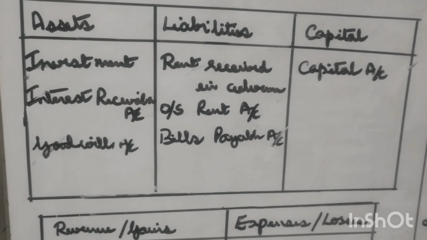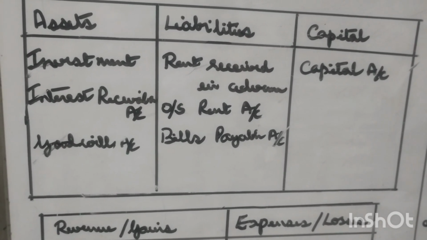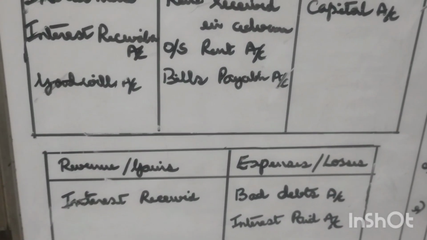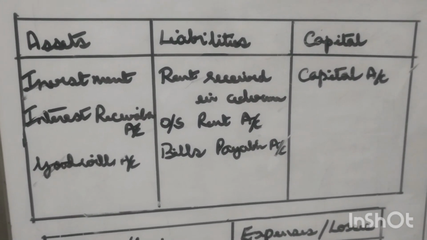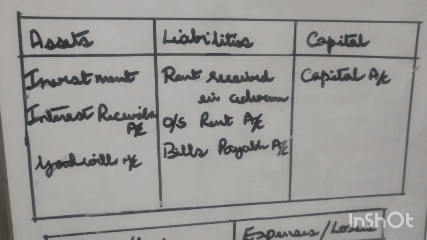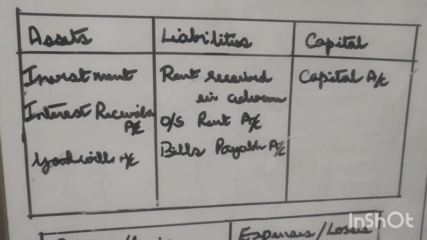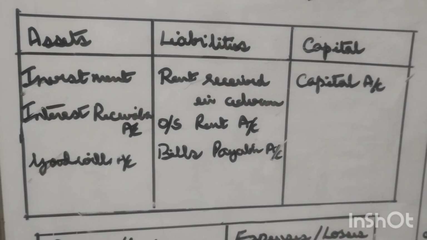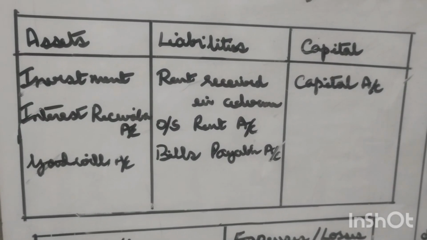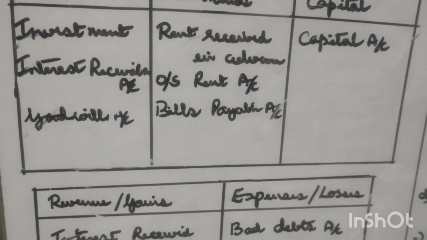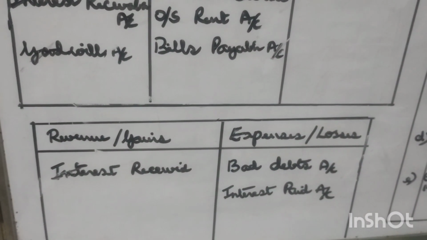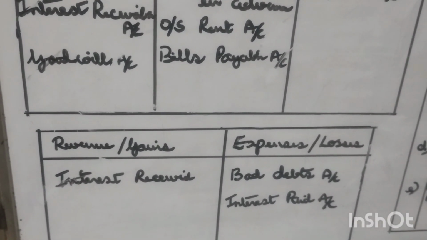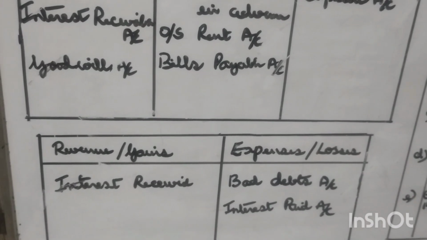Goodwill account is an asset, that is intangible asset. Interest paid is an expense. So under asset: investment, interest receivable account, goodwill account. Under liabilities: rent received in advance, outstanding rent account, bills payable account. Under capital: capital account. Under revenue: interest received account. Expense or losses: bad debts account, interest paid account.